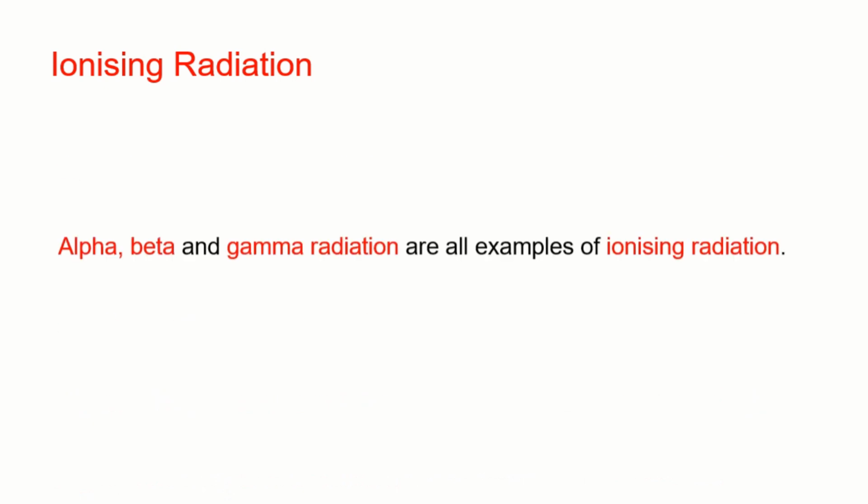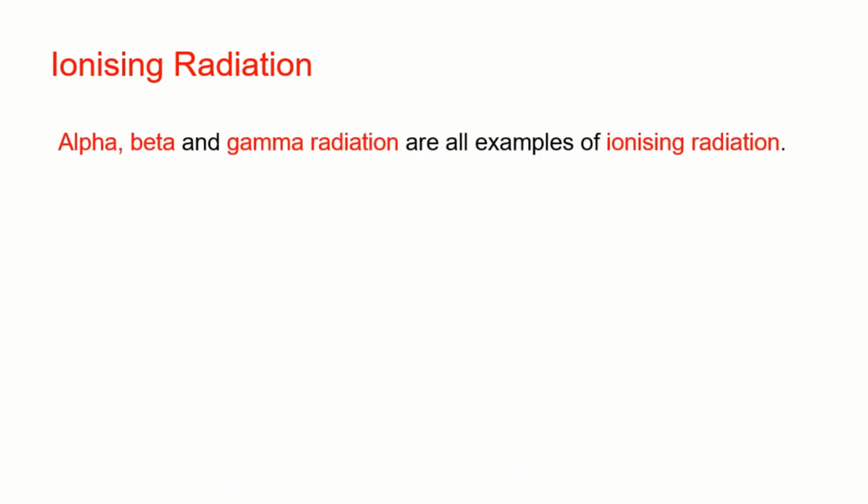This is an area of physics that I find a lot of students struggle to understand, so I thought I'd take just a couple of minutes to explain what we mean by ionizing radiation and then how this is linked to something called penetration. So, put simply, when we talk about alpha, beta, and gamma radiation, they're all examples of what we call ionizing radiation.